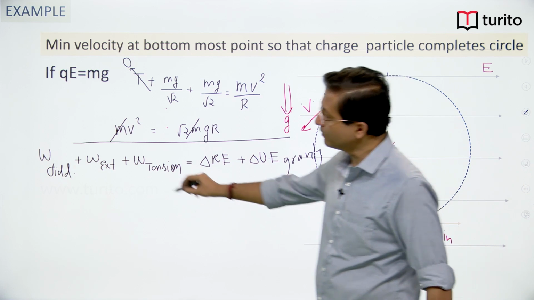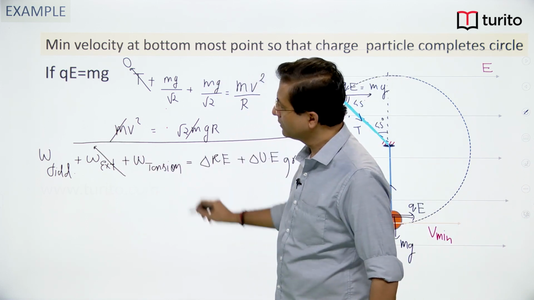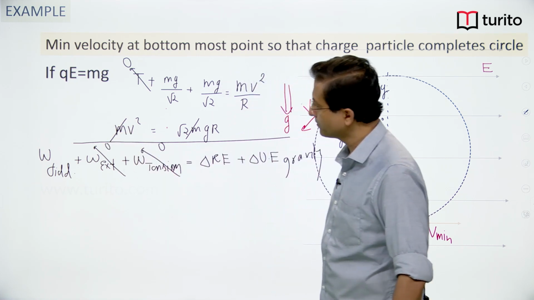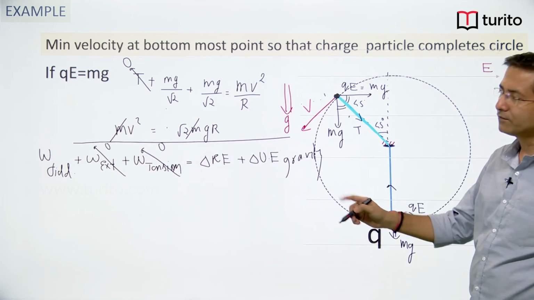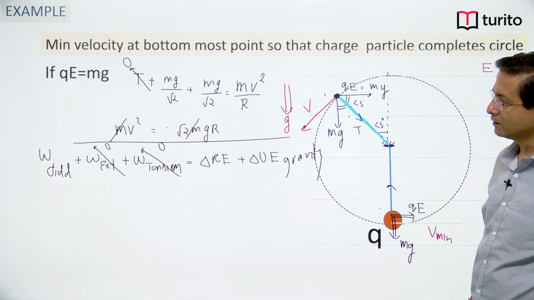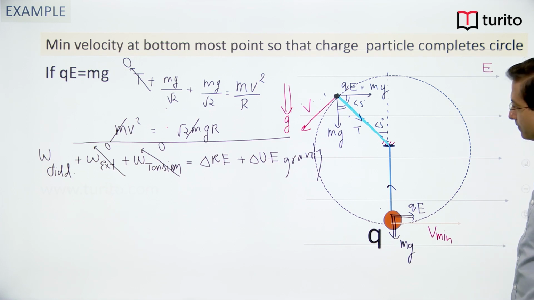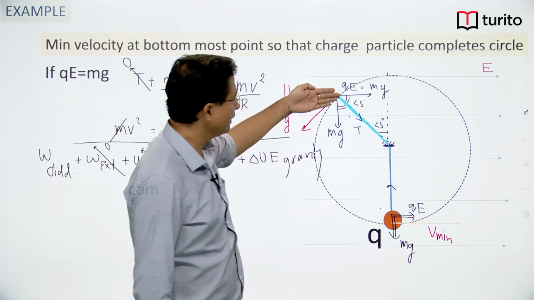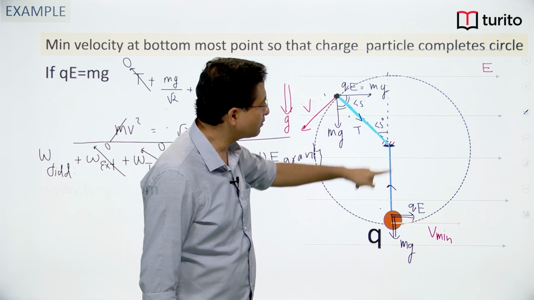So there is no external force, this quantity will be 0. There is no work done by tension, this quantity will be 0. So these two will be 0. What is the work done by field? Force into displacement.